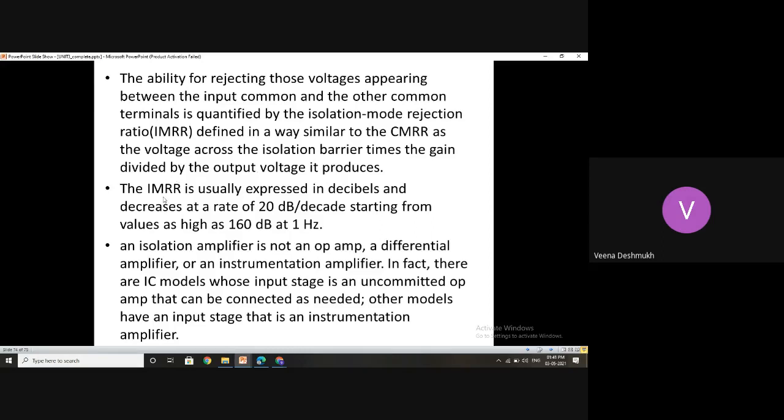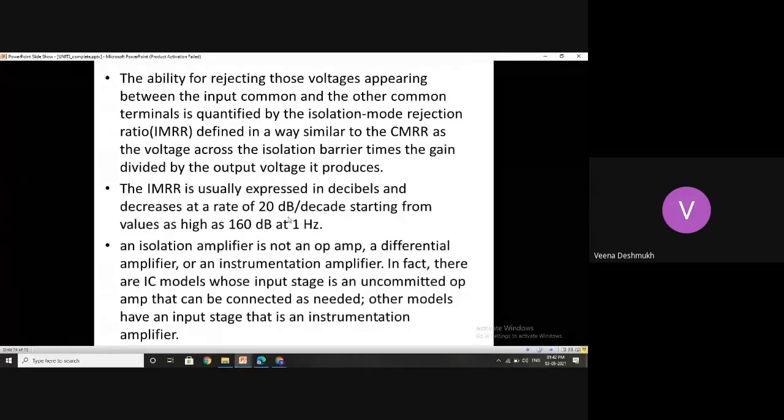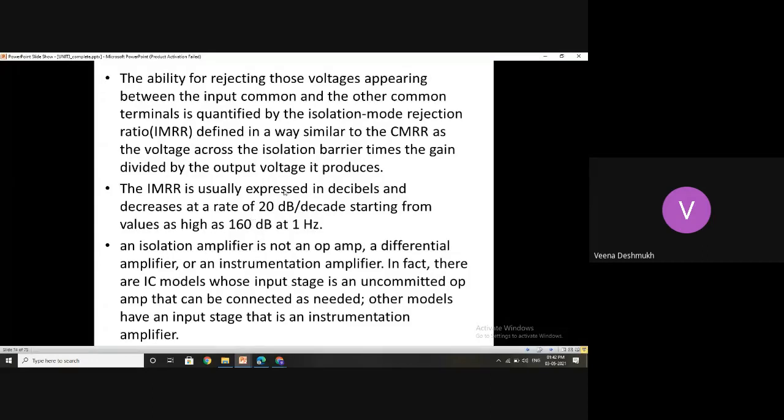The IMRR is usually expressed in decibels. Always, all these ratios are expressed in decibels. It decreases at the rate of 20 dB per decade, starting from a very high value of 160 dB at 1 Hertz. That means with frequency, this goes on decreasing. So IMRR decreases with increase in frequency. From 1 Hertz to higher frequencies, it decreases at the rate of 20 dB per decade.